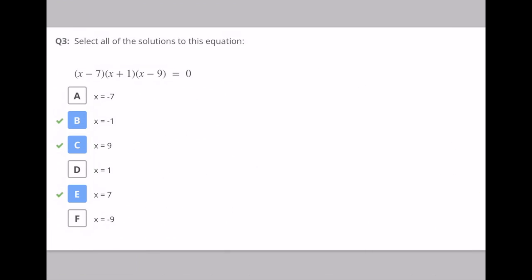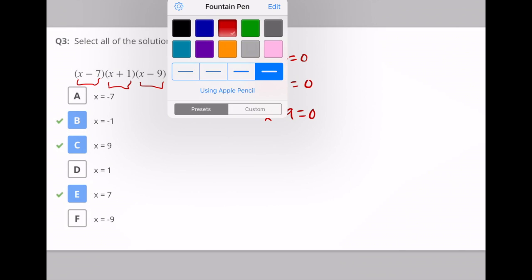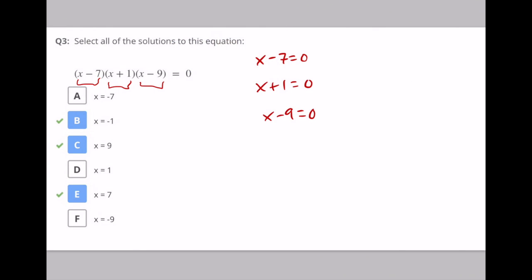Okay, question 3. We want to find the solutions to the equation. So I'm going to take every term in parentheses here and make it equal 0. So x minus 7 equals 0, x plus 1 equals 0, x minus 9 equals 0. Then we can just solve. So we add 7 to both sides. That gets us x is equal to positive 7.